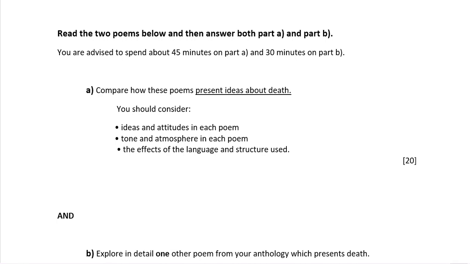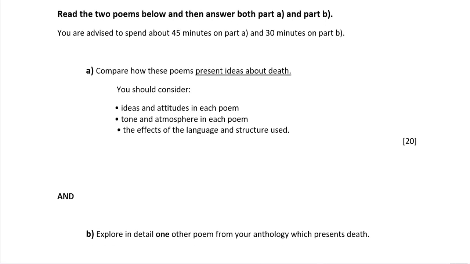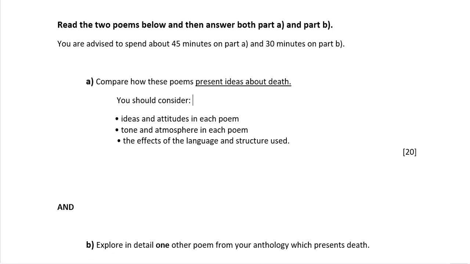AO2, remember, is the language of the poem, the structure of the poem, how the poem is written, any individual techniques. And AO1 is ideas. This question is not asking for AO3. AO3 is your contextual knowledge, your knowledge about the world in which the poet writes.